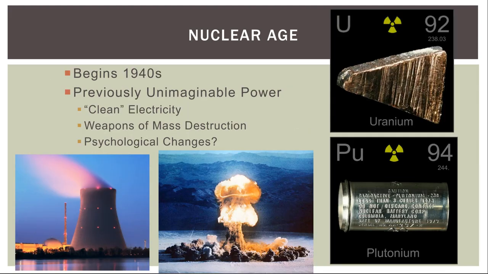All right, last thing we want to talk about is the Nuclear Age. The Nuclear Age begins in the 1940s, and it goes along with a lot of those technology changes, but this is kind of considered its own sort of age. So we live in multiple ages, if you think about it. Because we have this discovery in uranium and its ability to fission, and then the subsequent making of plutonium through uranium fissioning, which also fissions. Both of these produce massive amounts of power, previously unimaginable power, and clean electricity.